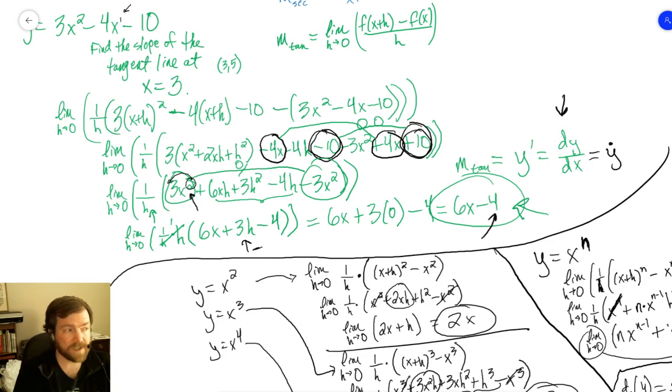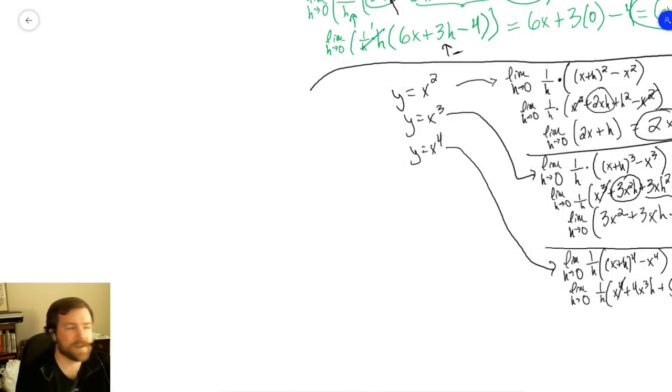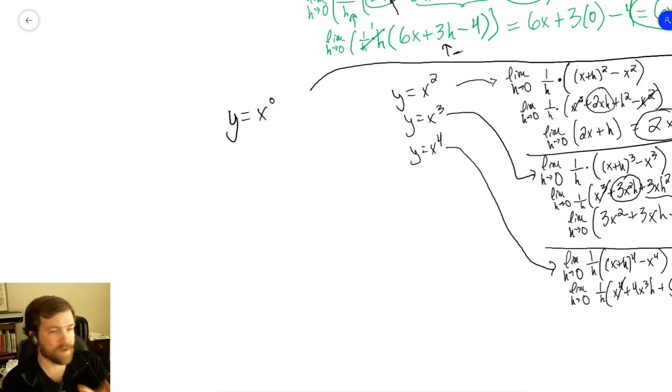The other interesting thing that happens is, if you're actually proving this, you have to do it. It's really boring sometimes, but somebody might think, for instance, that y equals x to the 0, if you took the derivative of this, then you'd end up with 0 times x to the negative first.